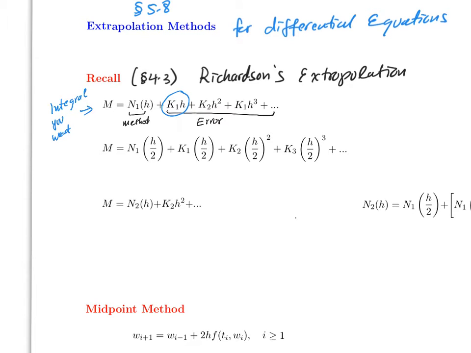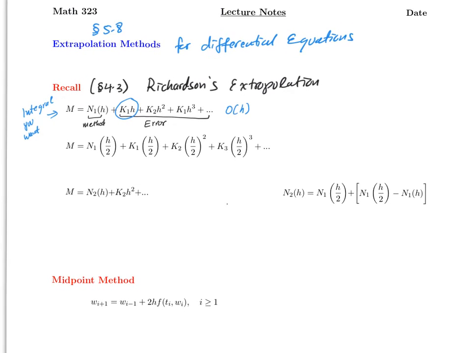So for this specific method, the error is of big O(h). Now here the method N1(h) is whatever method you decide to use. Remember in chapter 4 you have multiple methods. One of them was the trapezoidal, the other one was Simpson's. You also have the forward differences and so forth. So any method that can be written in this form, you can apply this extrapolation technique.